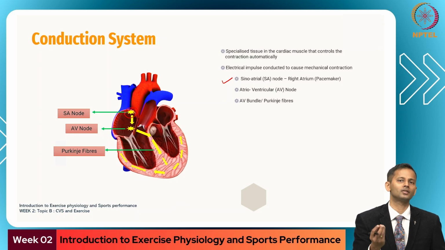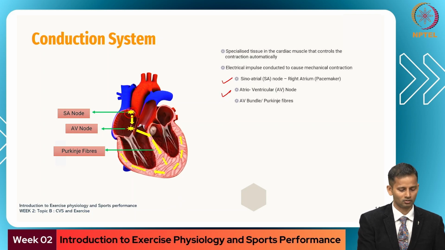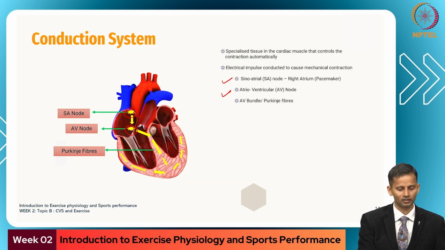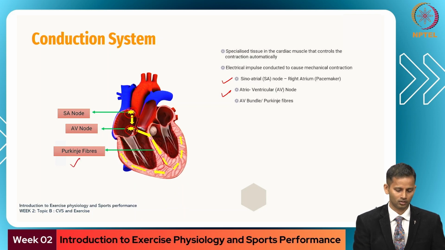Further from there, the same is conducted through the atrioventricular node or the AV node. If you see here, it is located at the junction of the atrium and the ventricle of the right side. So it's called the AV node, and from there it is further transmitted through the Purkinje fibers, which again get distributed throughout the muscle of the heart.